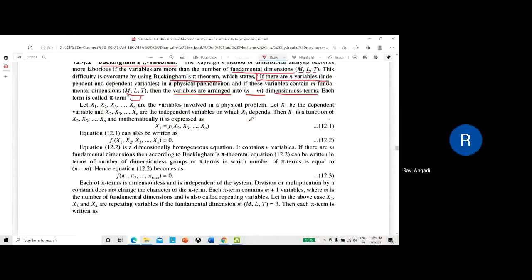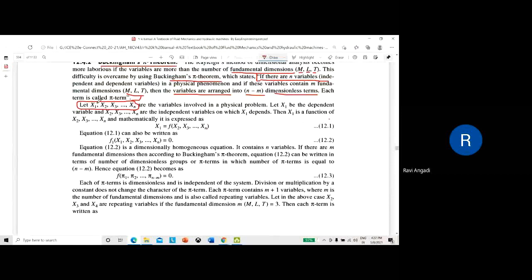Okay. Now let us take an example. Suppose x1, x2, x3 up to xn are the variables involved in a physical problem. Let x1 be the dependent variable among these variables. Out of these variables, x1 is considered as a dependent variable, or you may consider x2 as a dependent variable, and the rest are taken as independent variables.